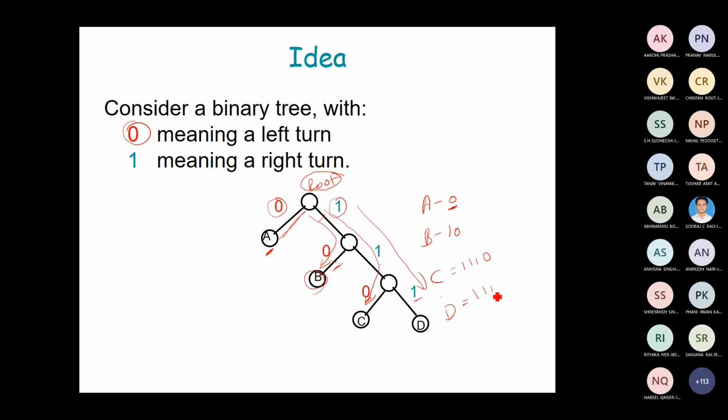If you look at this, no code is the prefix of any other. So A is equal to 0. Does any other code start with the value 0? No. So no symbol has a code that starts with 0. And if I have B equal to 1 0, does any symbol start with 1 0? No. This way I can produce the prefix code by using the binary tree.